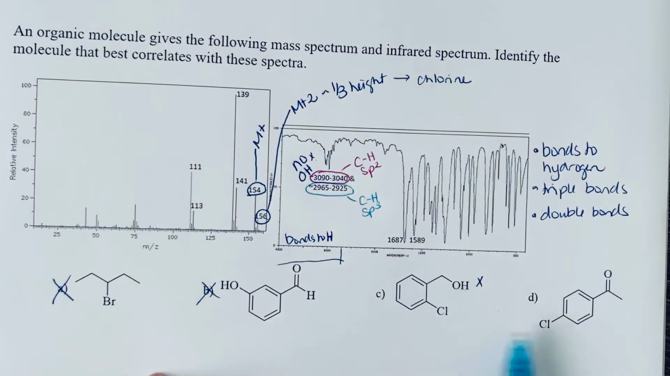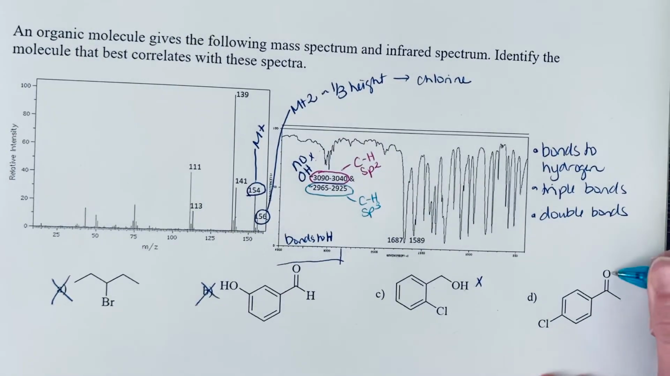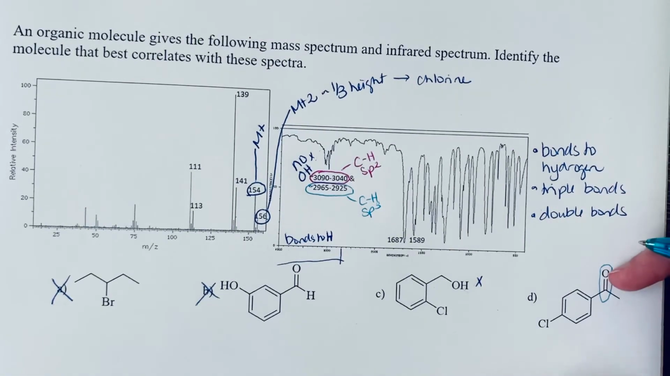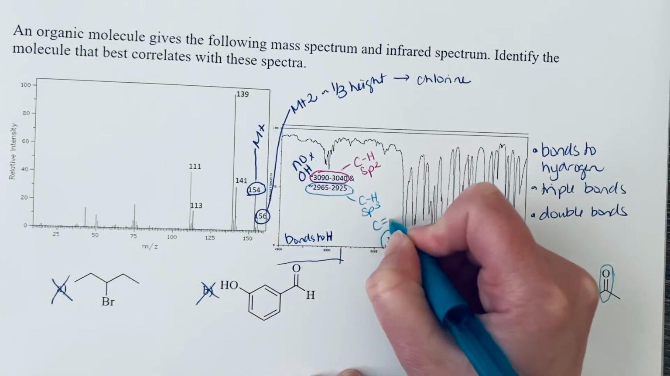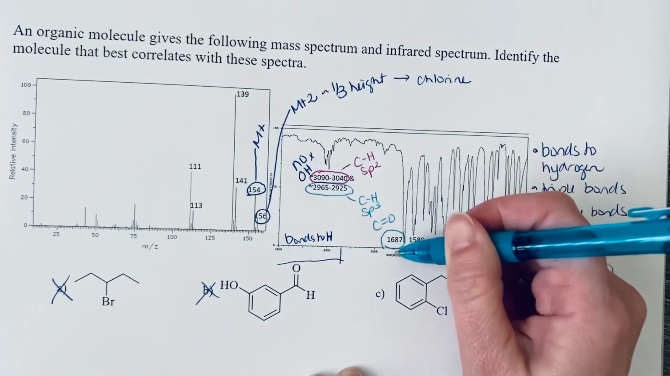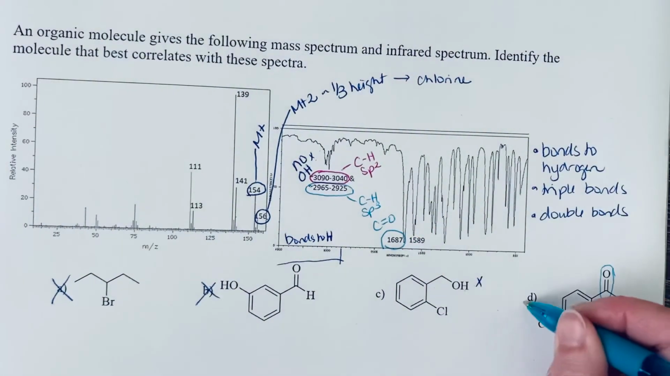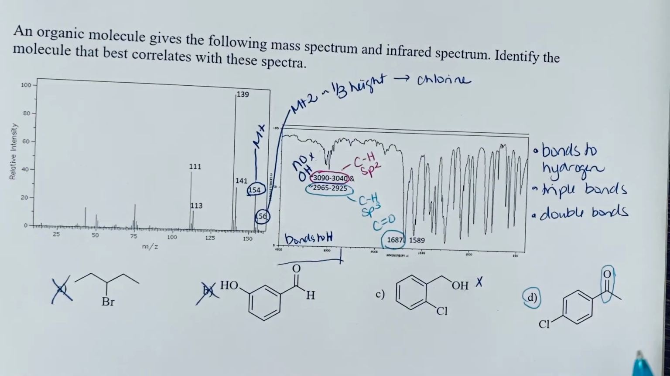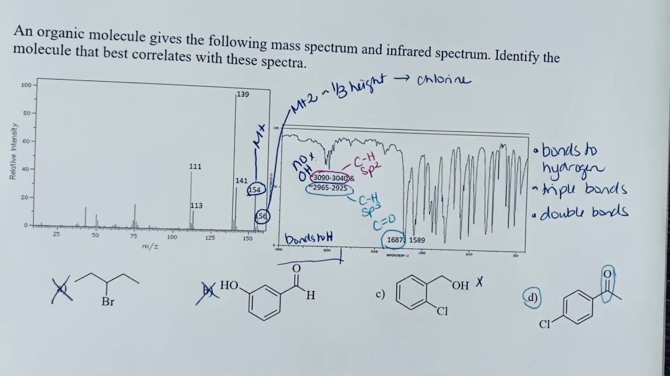Triple bonds, there's no triple bonds that would differentiate these. Double bonds. So I noticed that D has a carbon-oxygen double bond. And this is usually a very intense peak, usually very prominent, and we can see it right here. That's the carbonyl. So very intense. They're usually centered around 1700, give or take. So that really makes me think it's D. And if we wanted to confirm, we could add up the mass and find out that yes, it does indeed weigh 154.